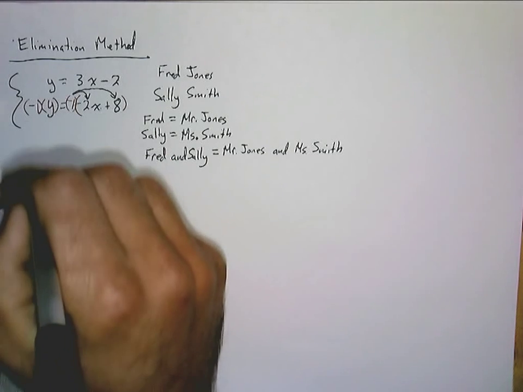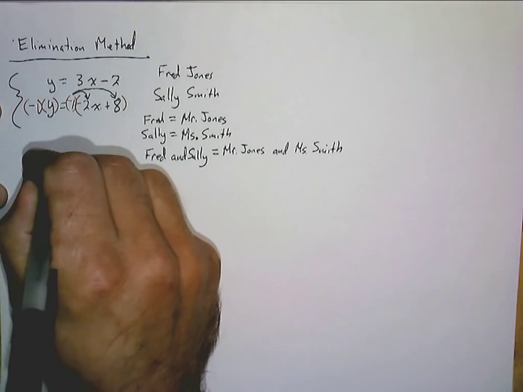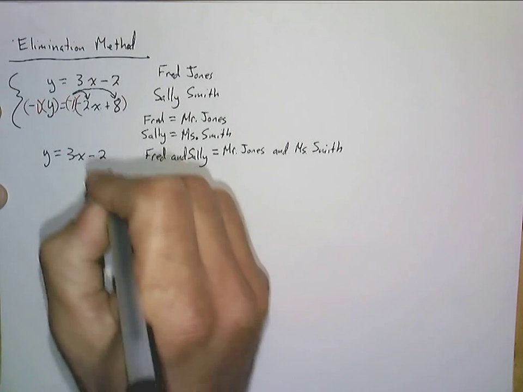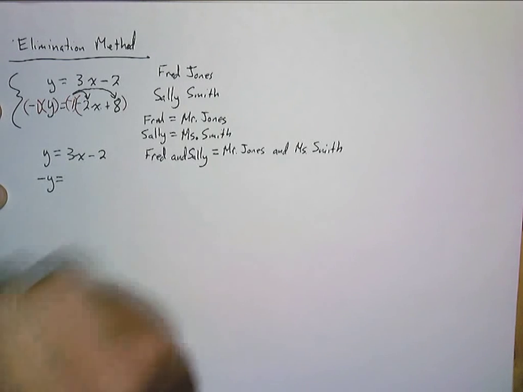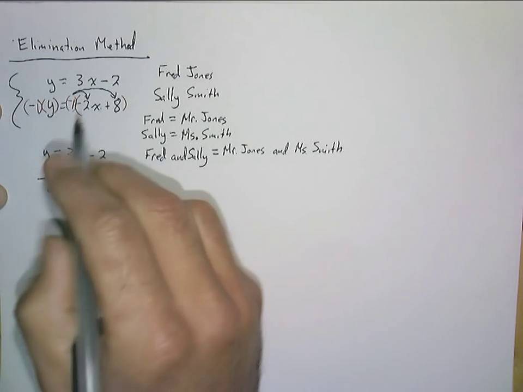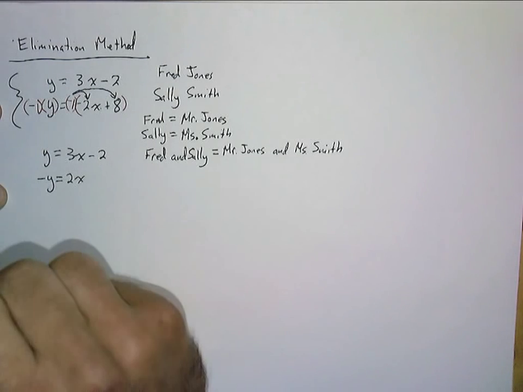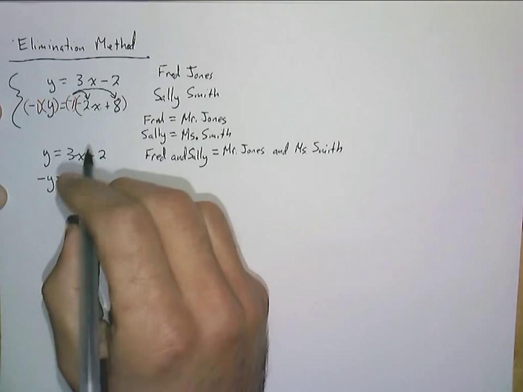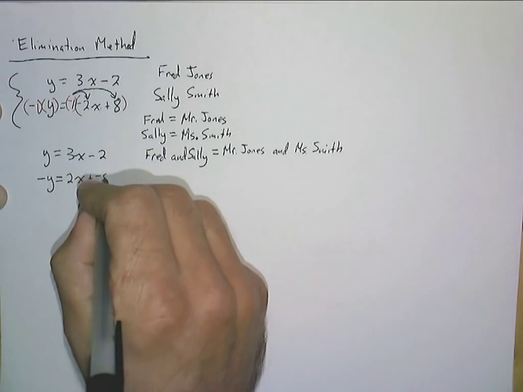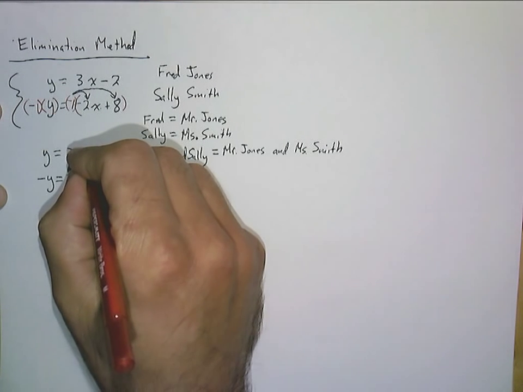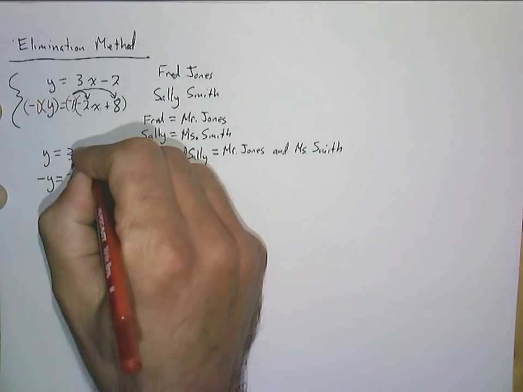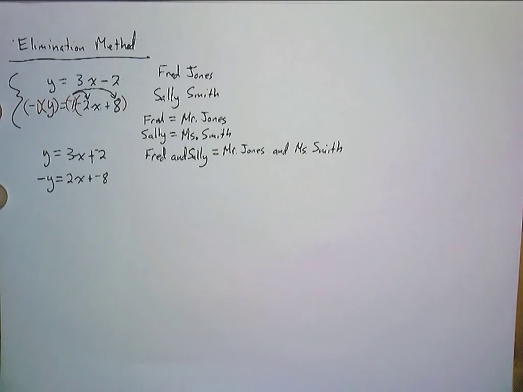But now we're going to rewrite our system. And now we have y is equal to 3x minus 2. And now we've got negative 1 times y is negative y. We distribute in negative 1 times the negative 2x is positive 2x, and negative 1 times 8 is negative 8. And again, like I said, I absolutely despise subtraction because it's too darn easy to lose a negative sign. So I'm going to switch this subtracting 2 to adding negative 2. In my opinion, always a good idea.